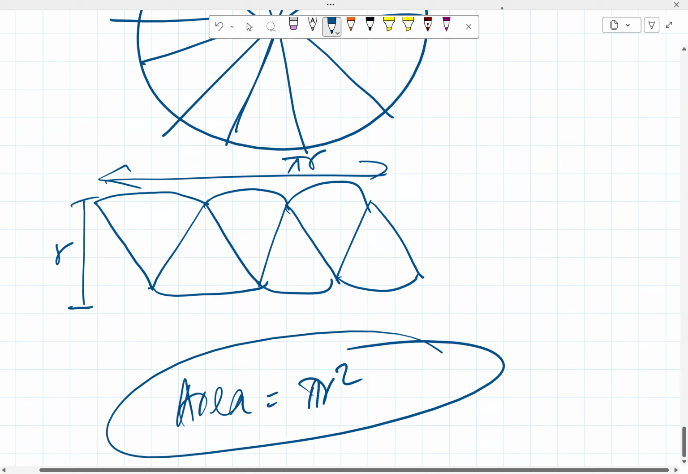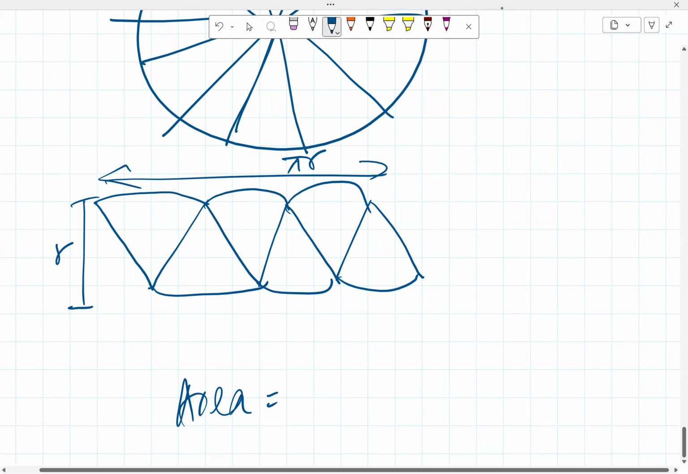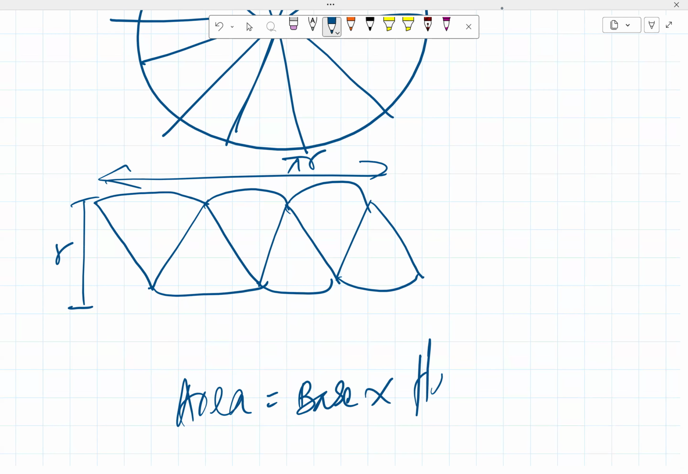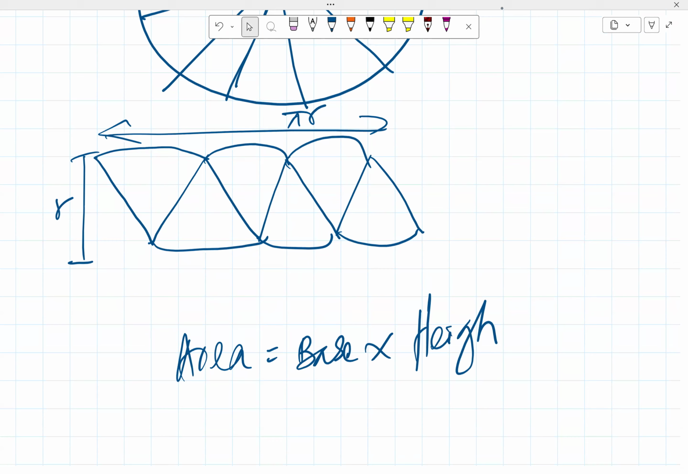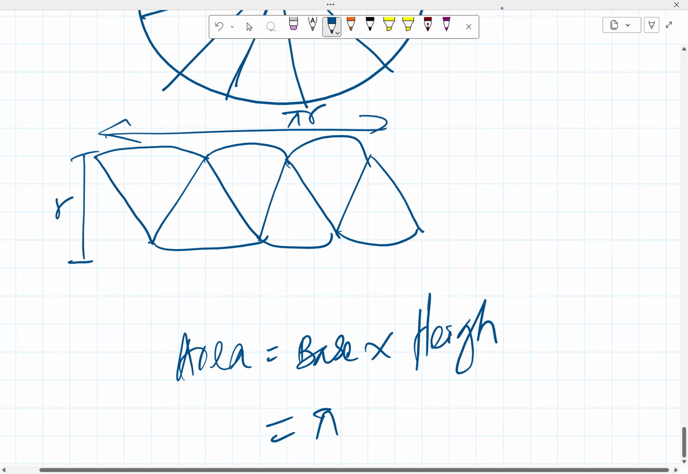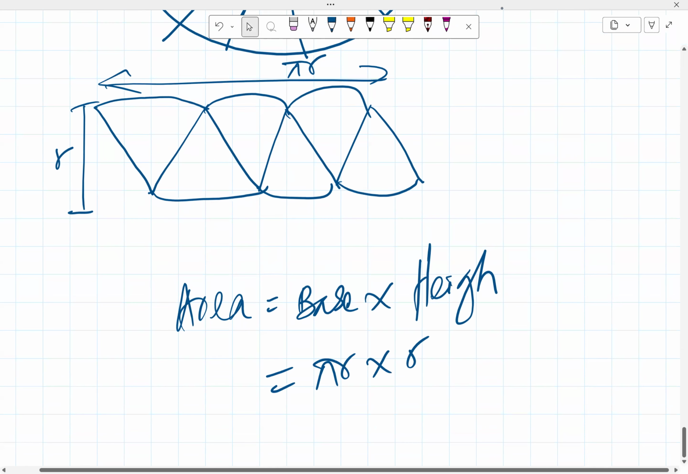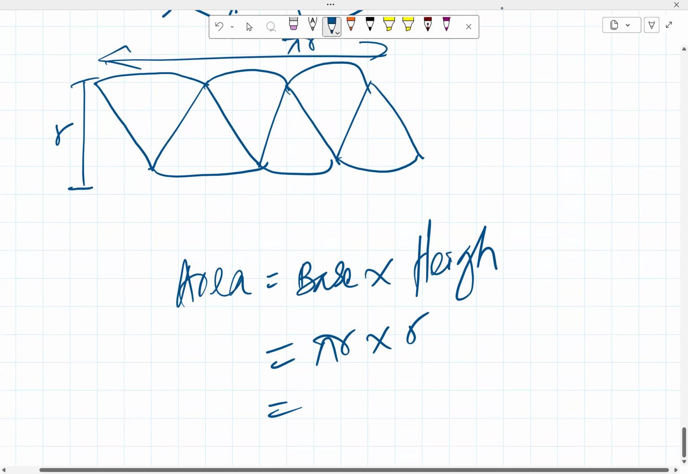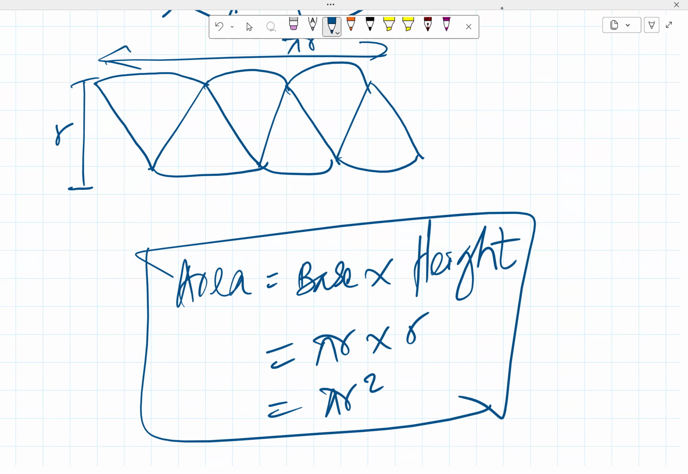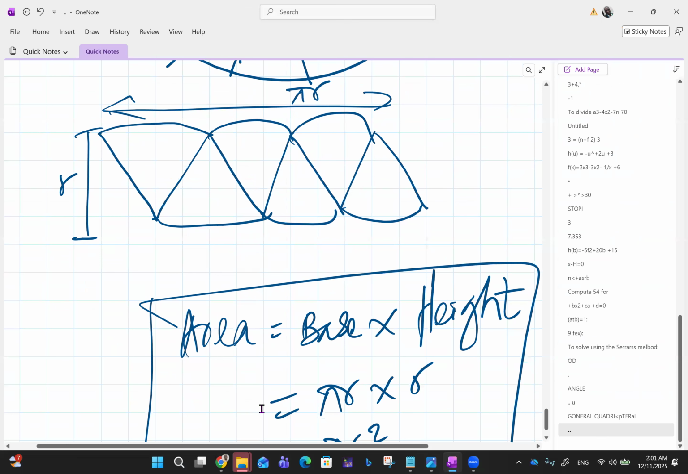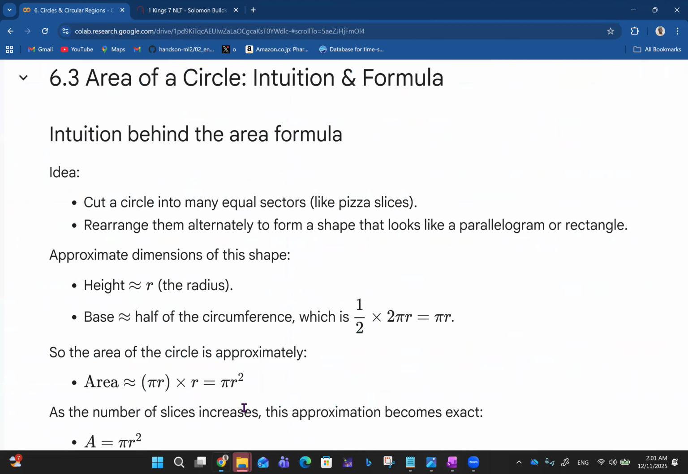Of course that's base times height. Because it's now looking like a rectangle, the base now is pi r and the height is r, and that is equal to pi r squared. That's the intuitive way of looking for the area of a circle. That's how that came about. So the area of the circle is approximately pi r.